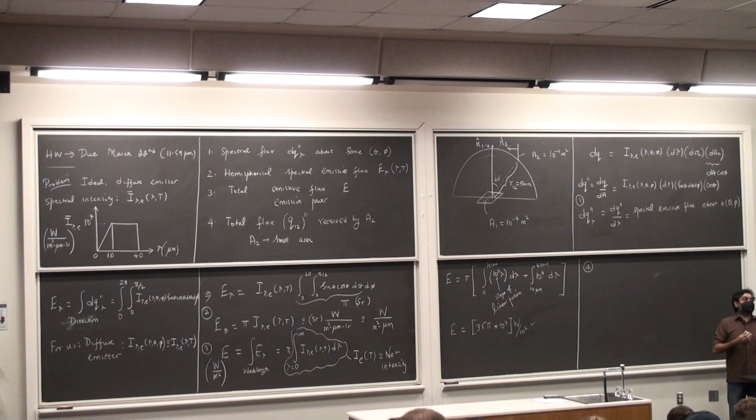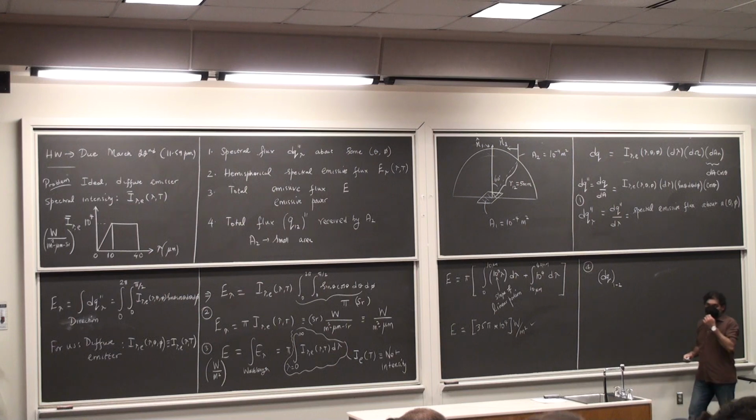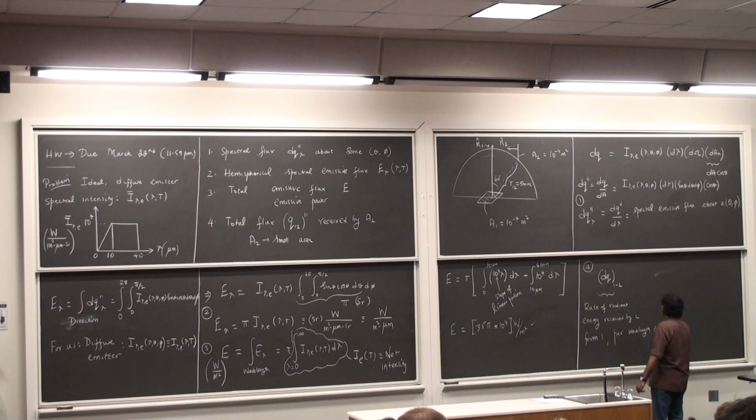But before that, I want to write down the following equation. So dq 1,2, this is the net radiant rate of heat transfer received by surface 2 from surface 1 about a specific direction and wavelength. Rate of radiant energy received by 2 from 1 per wavelength d lambda and specified direction.